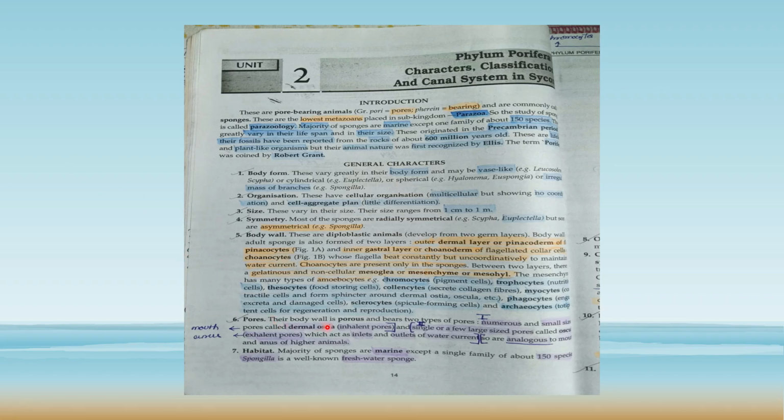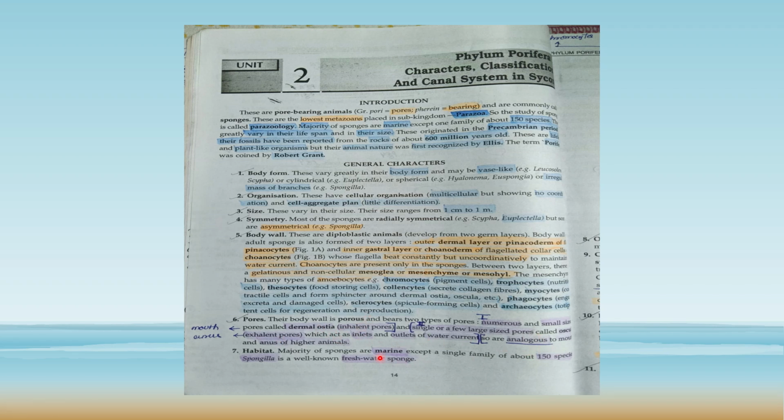Now, let's move to the pores. The body wall is porous, means it has holes. As we know, their organization is not very firm, so there are pores. There are two types of pores: numerous small ones are called dermal ostia or inhalent pores, and single or few large pores are called osculum, exhalent pores. The dermal ostia form the mouth, and the osculum forms the anus. They act as inlets and outlets of the water current. Inlet is dermal ostia and outlet is osculum.